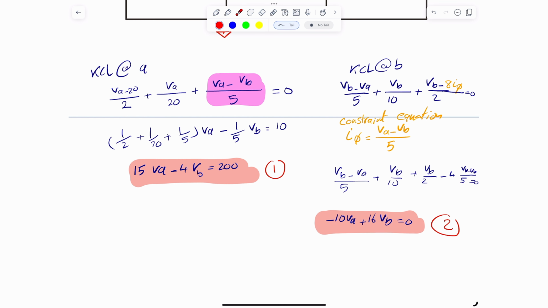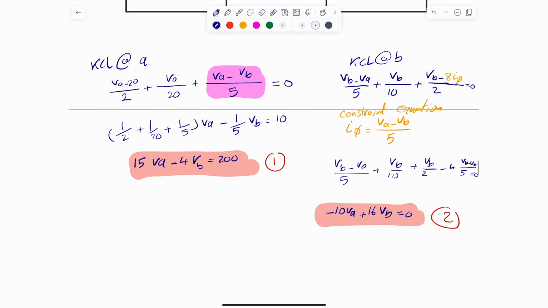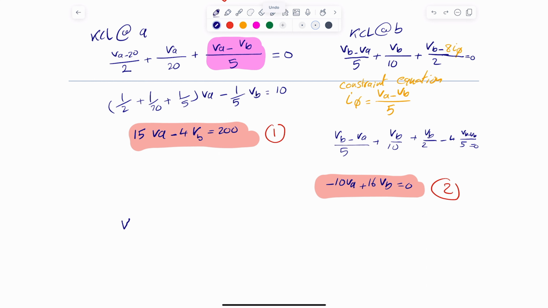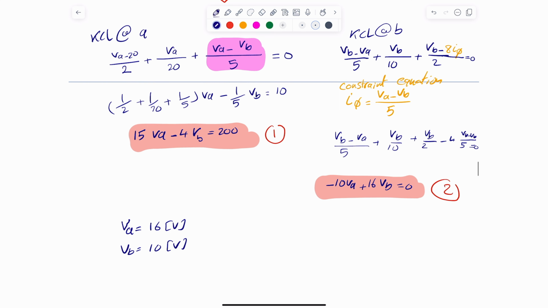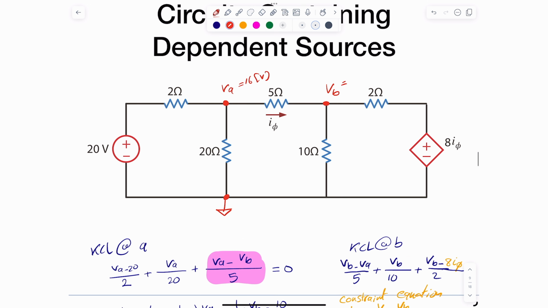So now what I have is two equations, two unknowns. All I have to do is solve them. By solving them, I basically figured out the circuit. By solving these two equations, you'll figure out that VA is just simply 16 volts, and VB is just simply 10 volts. You could write them in here. So this one here is 16 volts, and this one here is 10 volts.